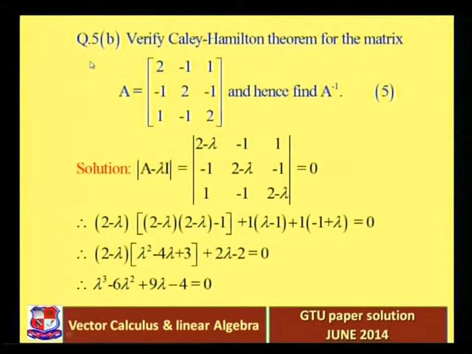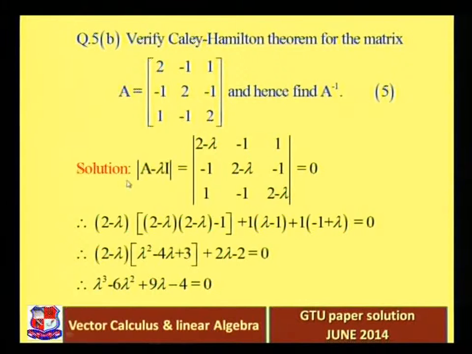Here is question number 5B. This question was asked for 5 marks. Verify the Cayley-Hamilton theorem for the matrix A, where A is [2 -1 1; -1 2 -1; 1 -1 2], and hence find A inverse.